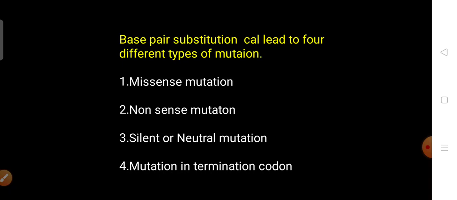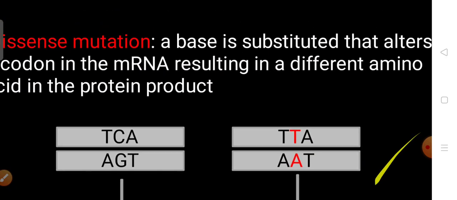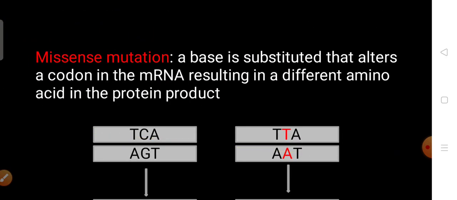Base pair substitutions bring about four types of mutations. Number one, missense mutation. Number two, nonsense mutation. Number three, silent or neutral mutation. And number four, mutation in termination codon. What is a missense mutation? A missense mutation is the one in which a base is substituted that alters the codon in the mRNA, resulting in a different amino acid in the protein chain.